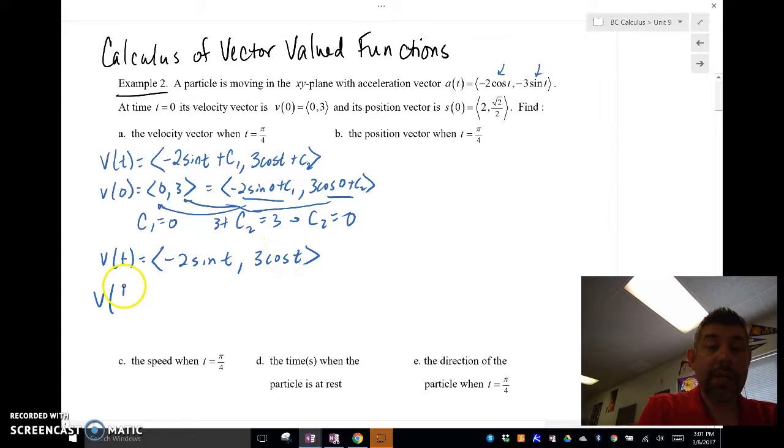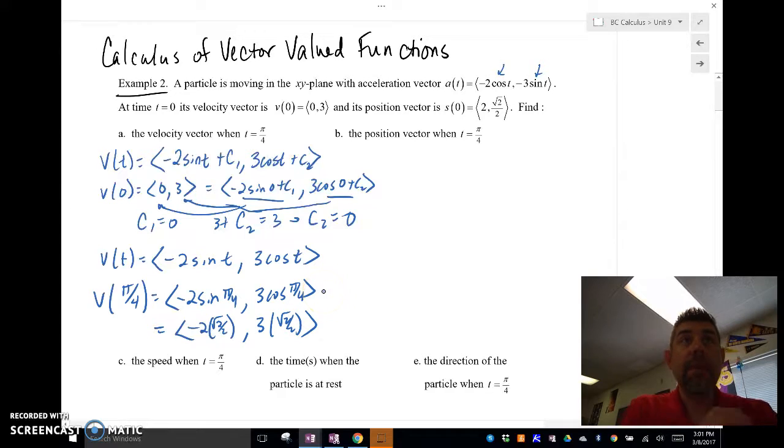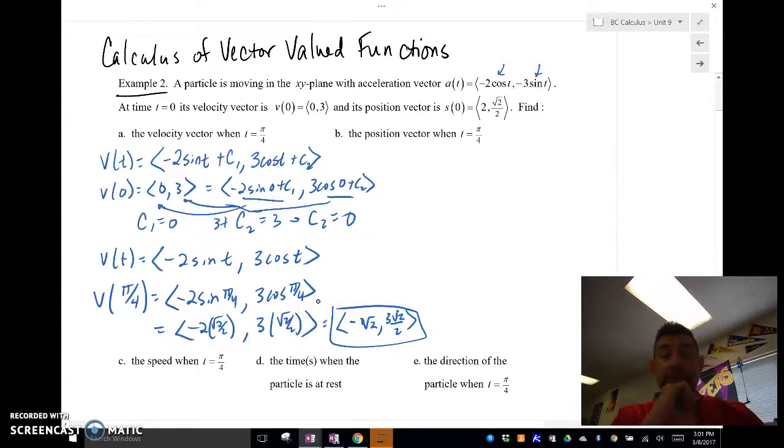And now I want to find that at pi over 4, so I'm going to plug in pi over 4 here. Sine of pi over 4 is root 2 over 2. So -2 times root 2 over 2 and 3 times root 2 over 2. If I wanted to, I can rewrite that as -√2 comma 3 root 2 over 2. And that would be my velocity vector there.